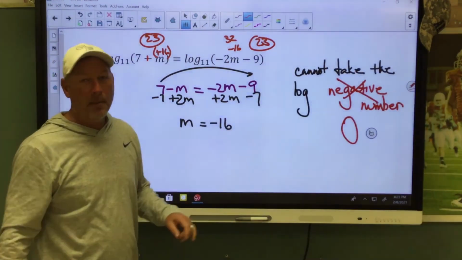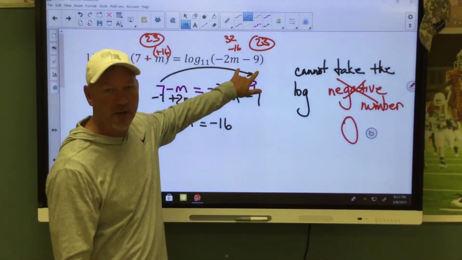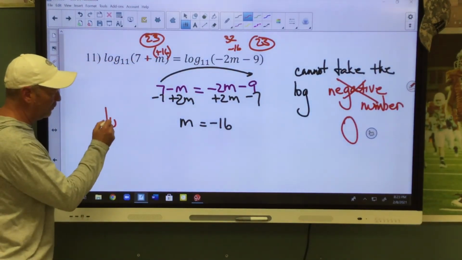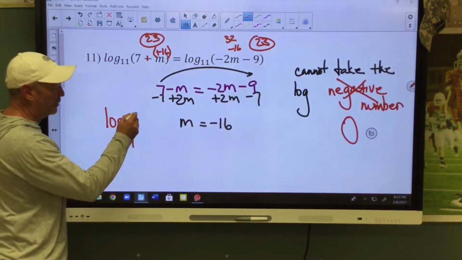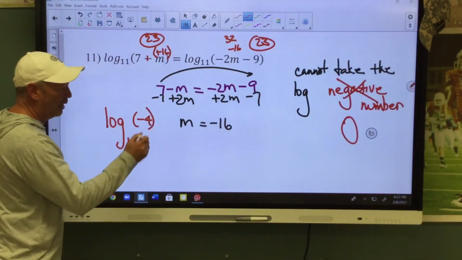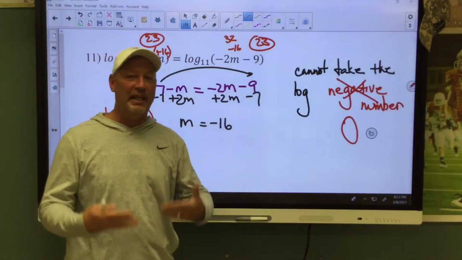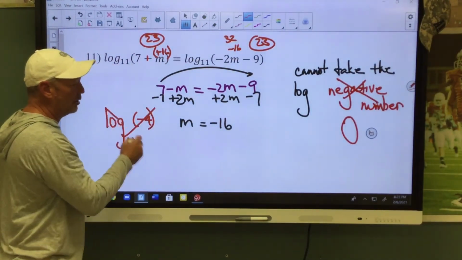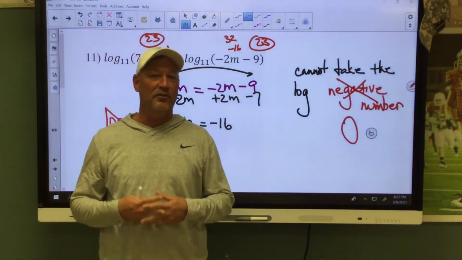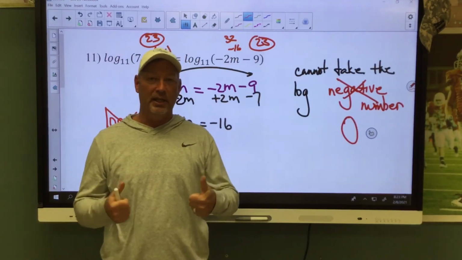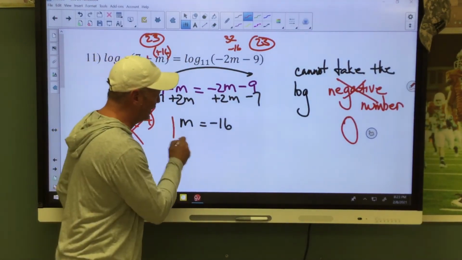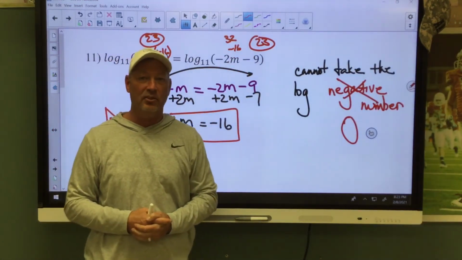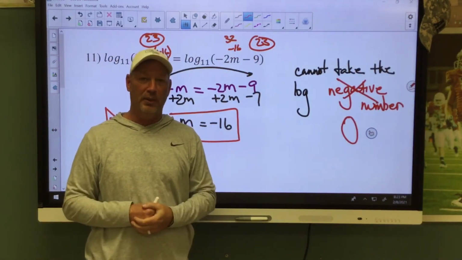This checks out. But if this would have totaled a negative number, if you just said the log base 11 of, say, negative 4, then I would have to kill that because you cannot take the log of a negative number. So whatever number you substitute in, you would have to cancel that number out, okay? But in this case, we said m equals 16. We substituted in to check for an extraneous solution, and we said it was good, so we could keep it.